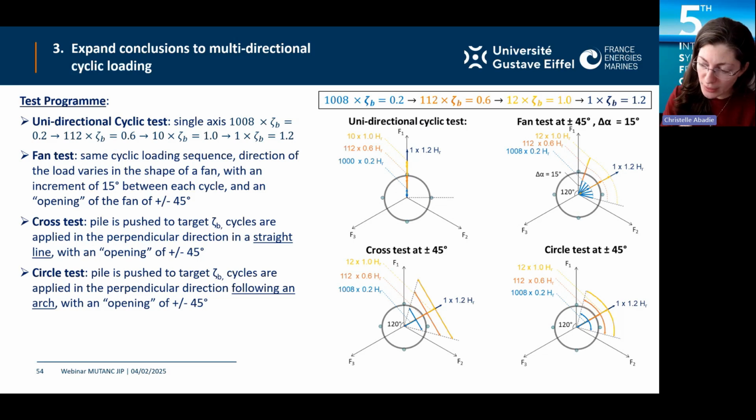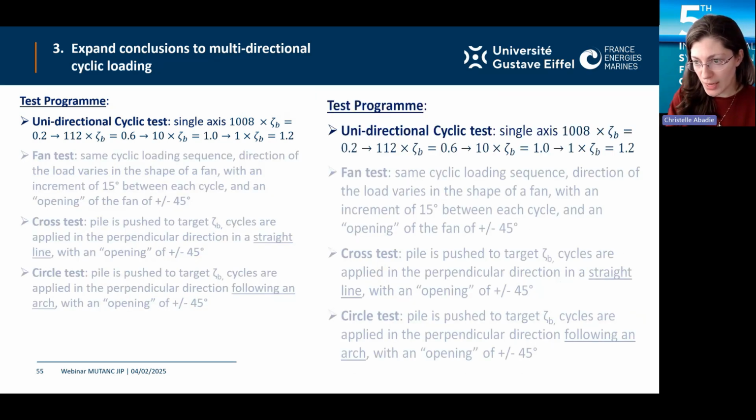So it's quite interesting to understand fully the properties of multidirectionality in the cyclic loading. So that's why those 4 tests were chosen. I don't have the time to show you all the results from all those tests, so I'm going to show the results of the unidirectional cyclic test so that you've got an idea of what to expect as a result. And then we'll do a focus on the cross test.